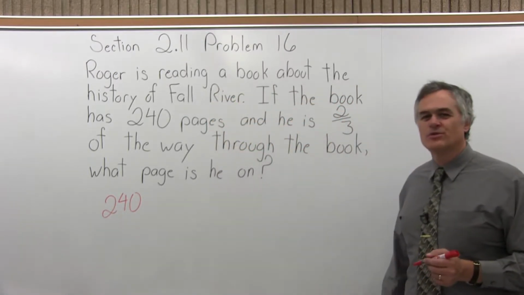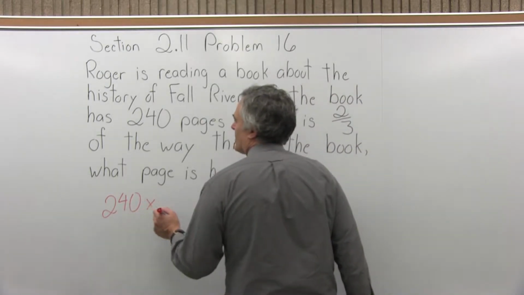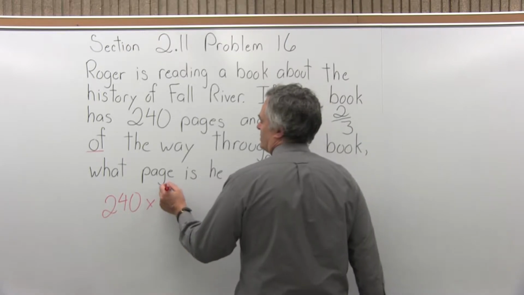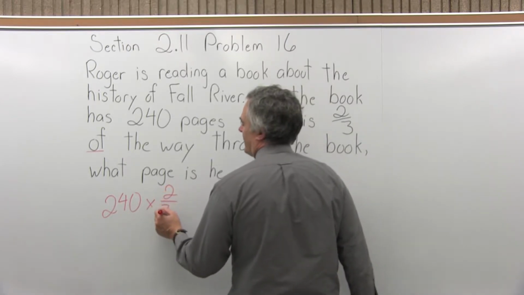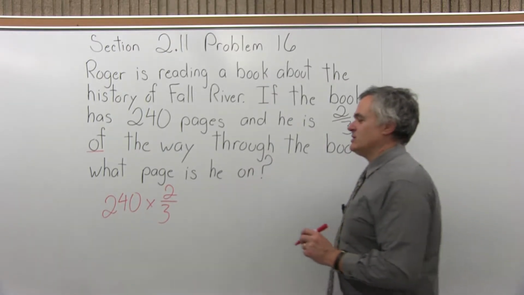So what do we do with the 2/3? You wind up multiplying. It does have the word "of" in it, which typically means multiply. So 240 times 2/3. And that should tell us what page he's on.